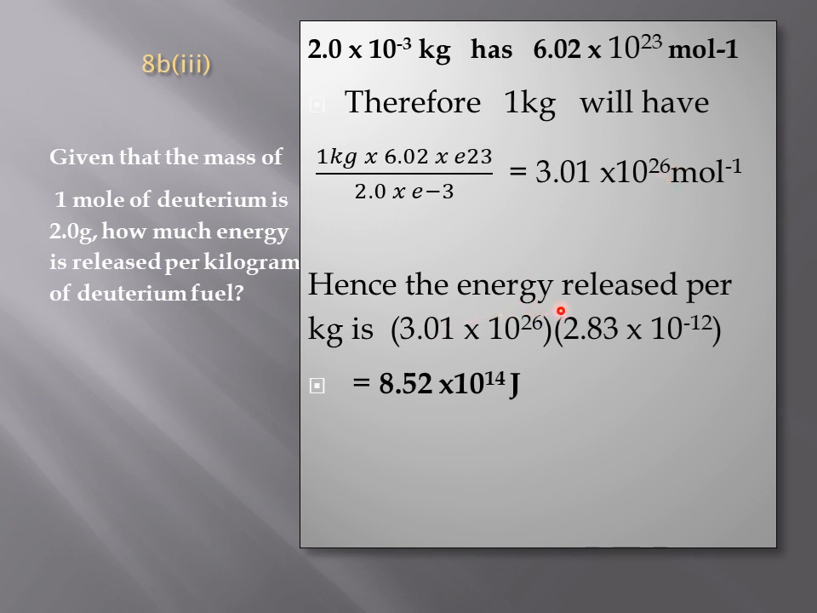Hence, the energy released per kilogram is what we have calculated per mole times 2.83 times 10 to the power minus 12. This was the energy we calculated from the reaction. And the final answer is 8.52 times 10 to the power 14 joules.